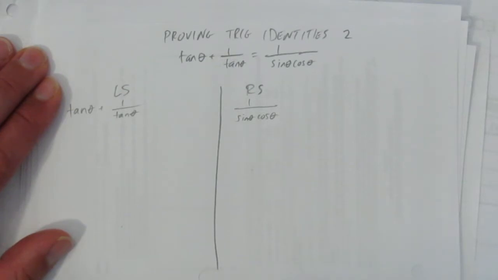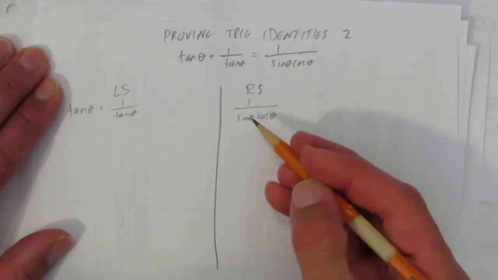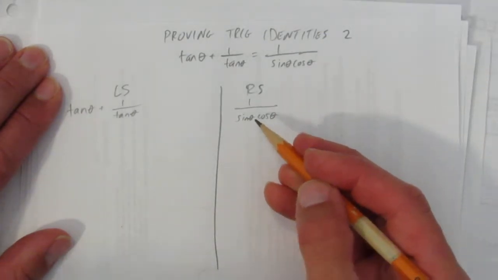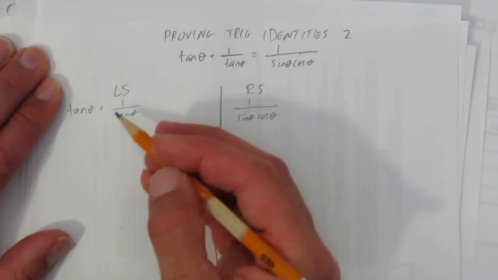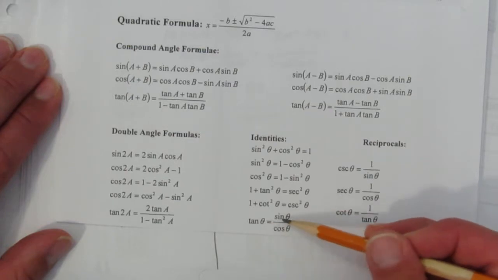Okay, well, we need a formula sheet handy, something like that. In particular, I noticed that the right hand side only has sine and cos, so I want to get the left hand side to just have sines and cosines. Well, we can do that because we've got this formula here, tan theta equals sine theta over cos theta.